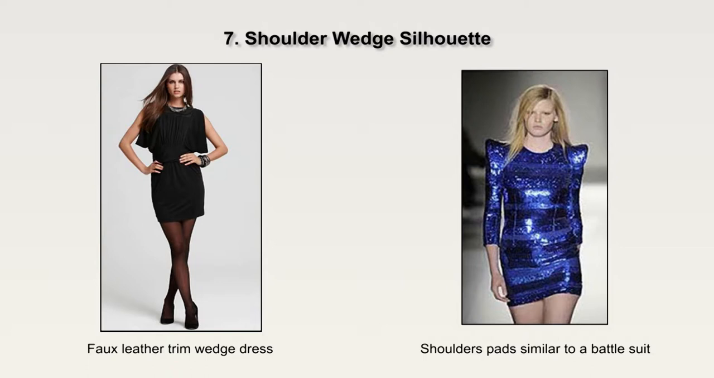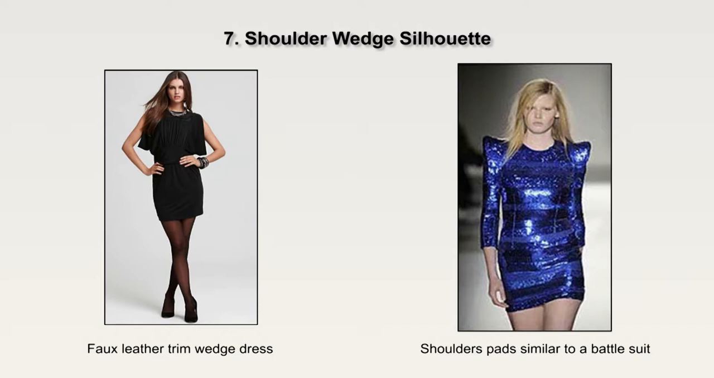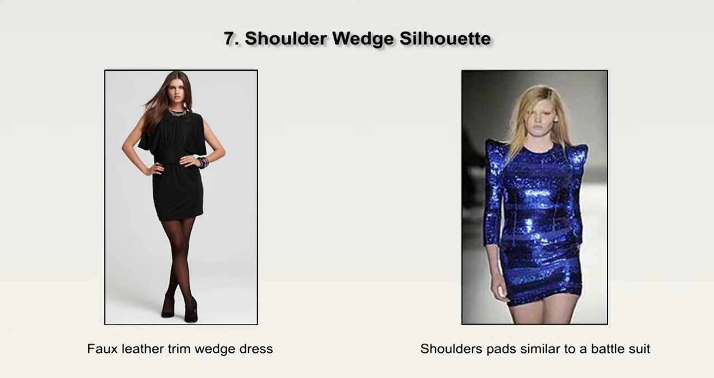On the left is a Vince Camuto fox leather trim wedge dress. On the right, we can see a dress with shoulder pads similar to a battle suit. In the 1980s, this was also called power dressing, giving emphasis to the shoulders.